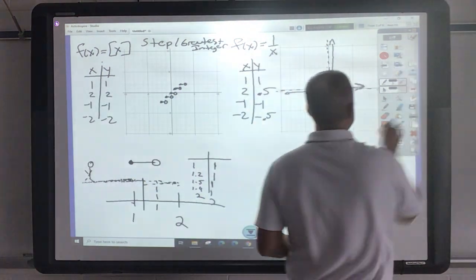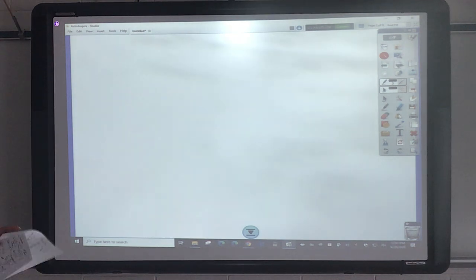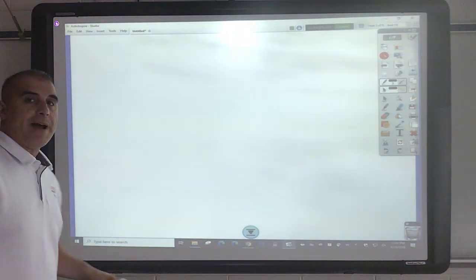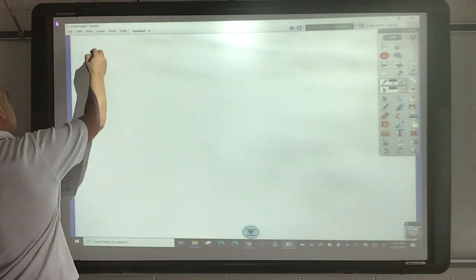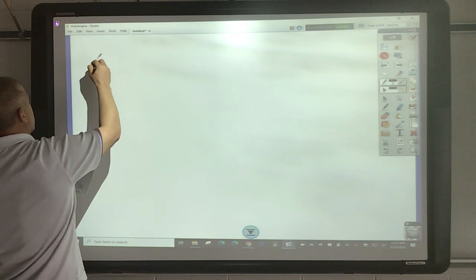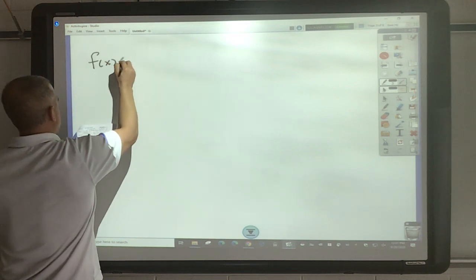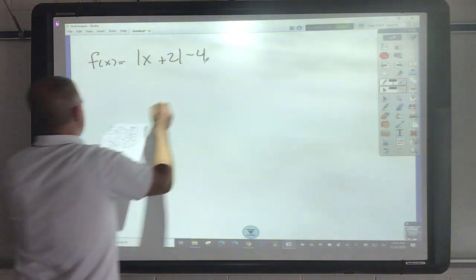Now, let's talk about changing the anchor point. Let's say I had these examples. Absolute value, x plus 2 minus 4.